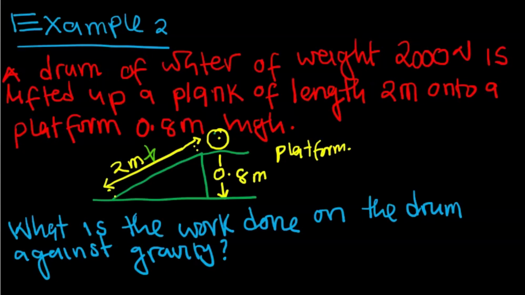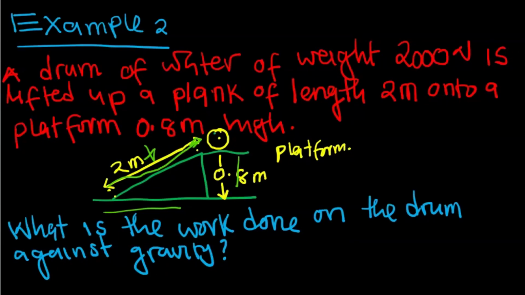What is the question? What is the work done on the drum against gravity? Okay, so remember, the distance should be in the direction of force. So this one was lifted up through the distance of 2 meter. And I did emphasize that if you are given an incline, you normally look for the slant distance, not the horizontal one, not the vertical one, because it's the one that is in the same direction with the force.